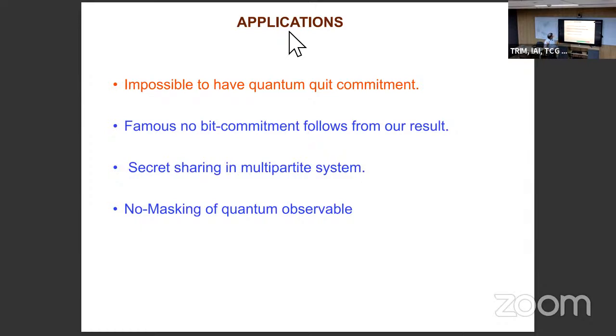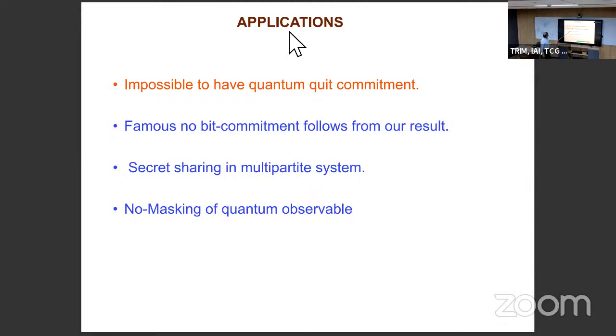That is why unconditional quantum bit commitment is not possible. What we try to show is that by using the no masking theorem, you cannot design a quantum qubit commitment, which is more general than this. And what is a classical bit? A classical bit is essentially a dephased version of a quantum bit. If you allow the qubit to undergo decoherence, you will end up with a classical bit. So the famous no bit commitment actually follows from our no quantum qubit commitment.